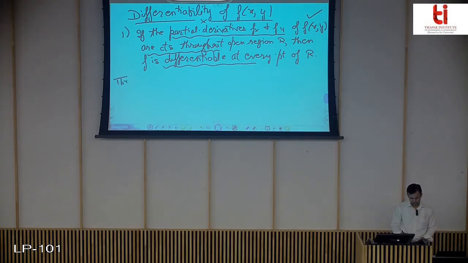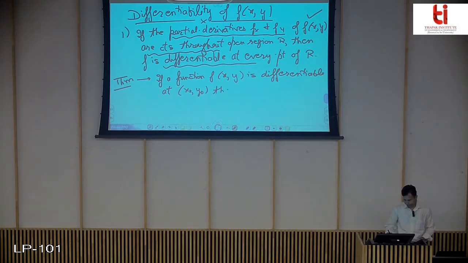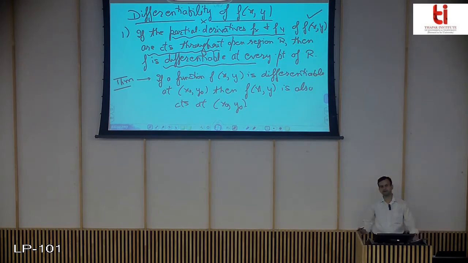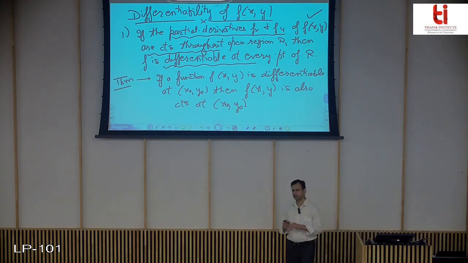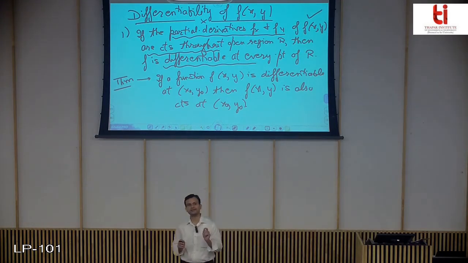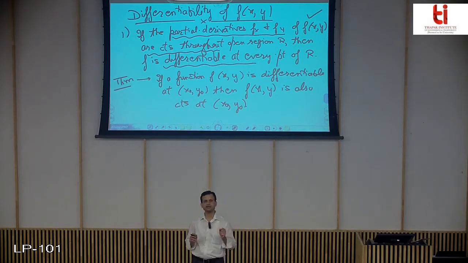So here is a theorem about differentiability which says if a function f(x,y) is differentiable at (x0,y0), then you know very well that f(x,y) is also going to be continuous at (x0,y0). So the function f(x,y) is differentiable at point (x0,y0), okay, so its partial derivatives are continuous at that point. Then the function itself will also be continuous.